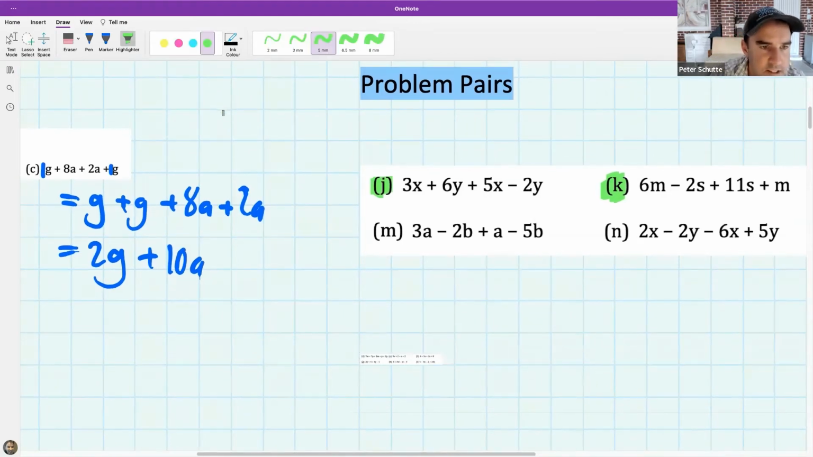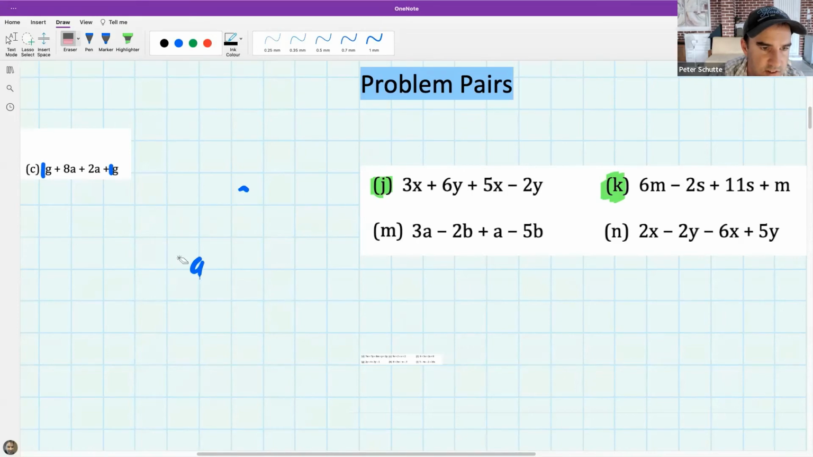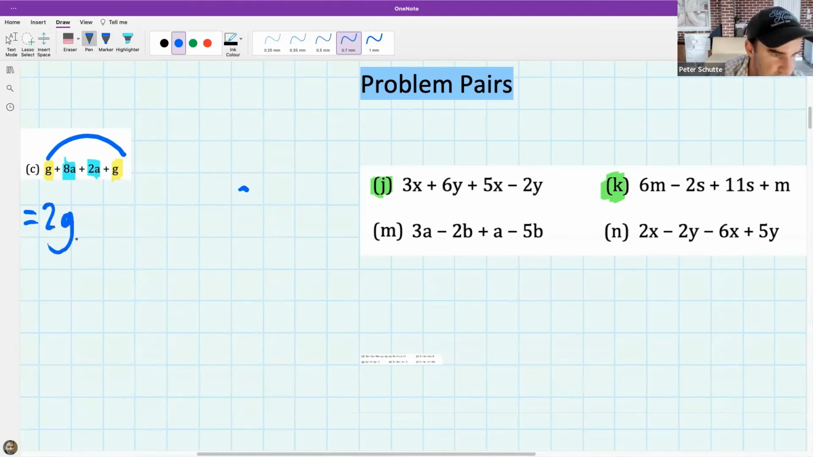So, Matapelo, if we look at c, let me erase everything. Oh, can you hear the dogs outside barking? If we look at c, we have to recognize where the like terms are. I want to say that the g's are like terms. The other like terms are going to be 8a and 2a. And if you think about what you get when you go 1g plus another 1g, so basically when these two are added together, you get 1g plus 1g, which is 2g.